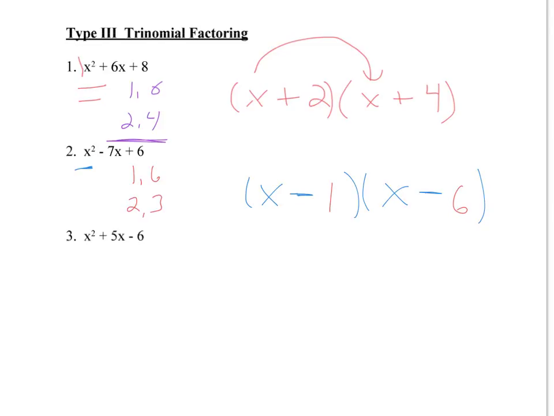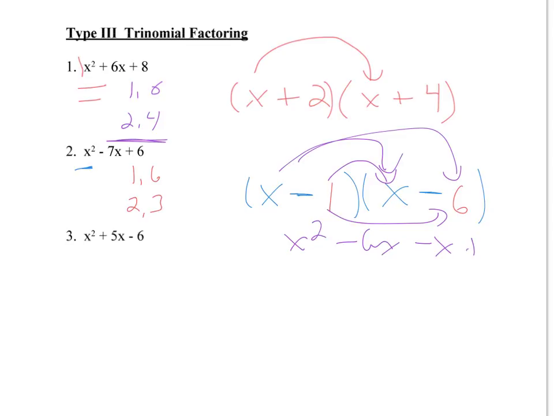When I multiply this back out, let's see if it works, and I'll actually write it out. I get to choose a color. Let's choose purple. X times x is x squared. X times neg 6 is neg 6x. Neg 1 times x is neg x. And neg 1 times neg 6 is positive 6. Notice that neg 6x minus x is negative 7x. And that's what I wanted for my middle term.